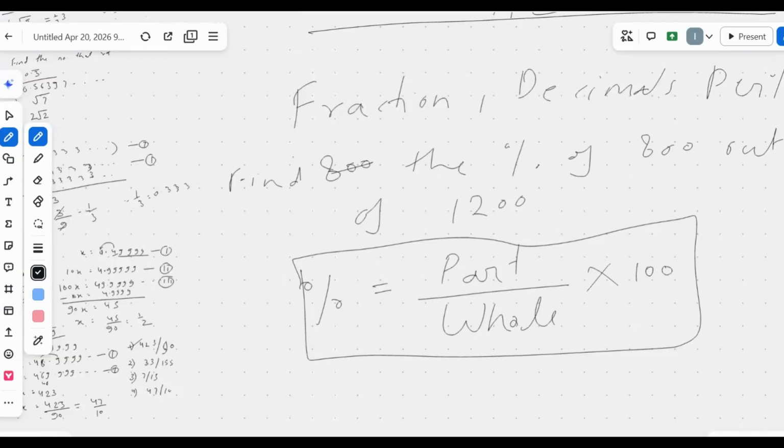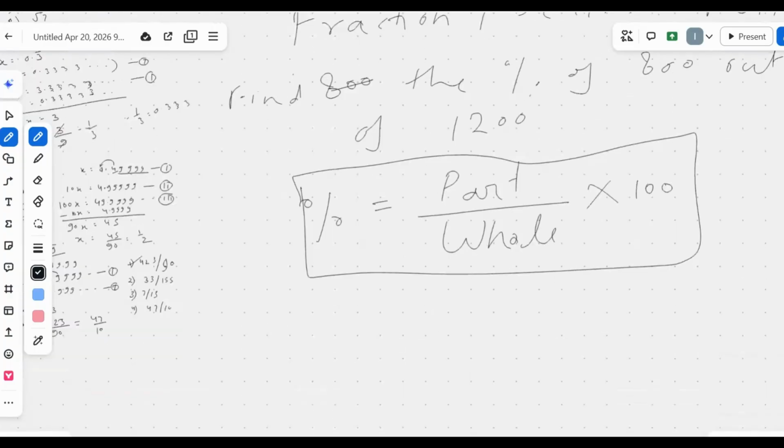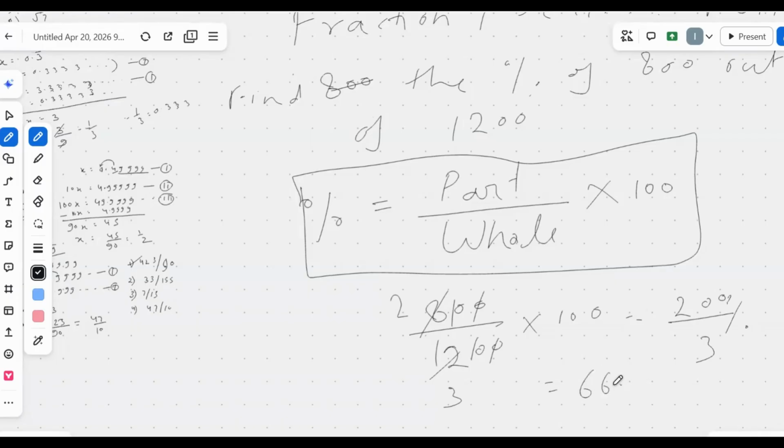So for the above one, what are you going to do? 800 over 1200 times 100. Generally, simplify this: it's 2 times, and this is 3 times. So 200 over 3. Converting this into decimal form will be equal to 66.66. Generally it will be 66, but we are making it 67.